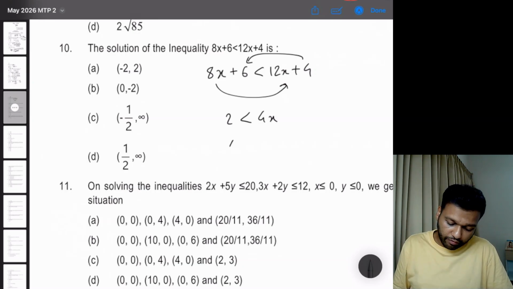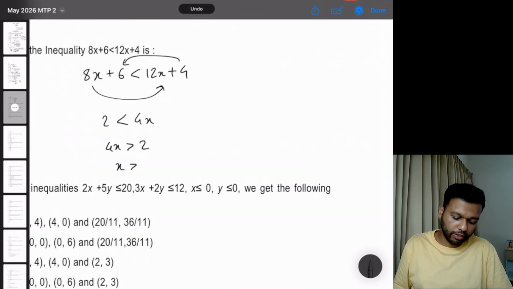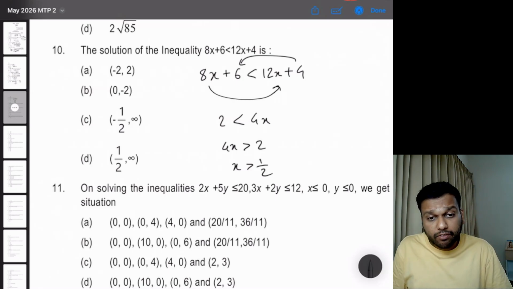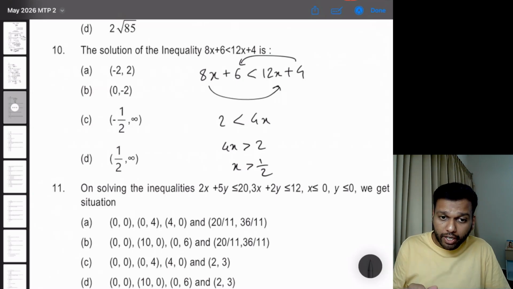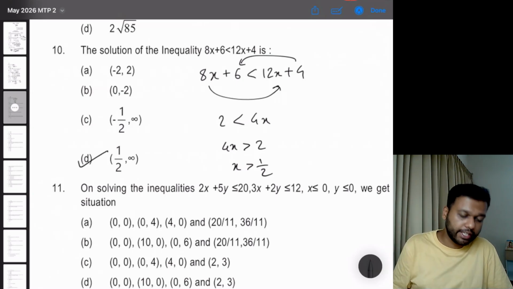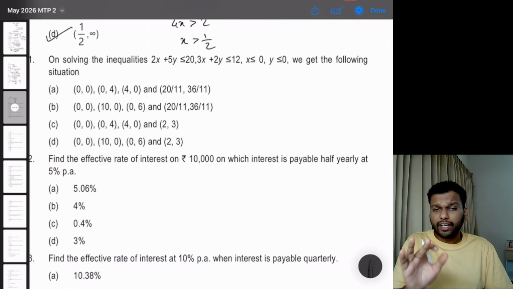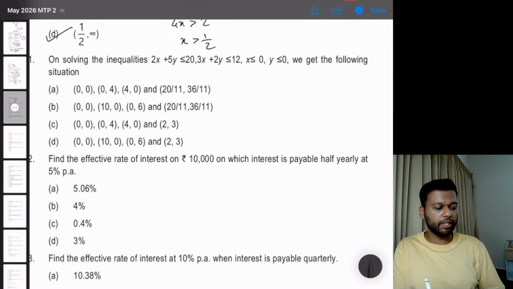So 4x is greater than equal to 2, that means x is greater than equal to, sorry, not equal to, greater than 1 by 2. X is greater than 1 by 2, that means x can be from 1 by 2 to infinity, anything. So option D is the correct answer. Okay. 11. Again, this looks complicated, but it is very simple.